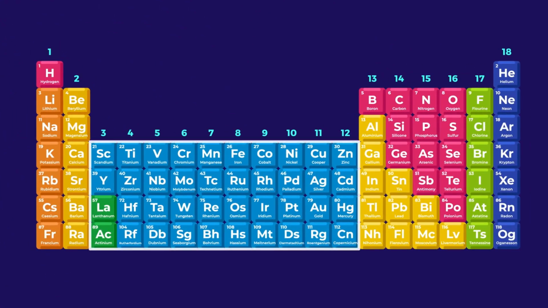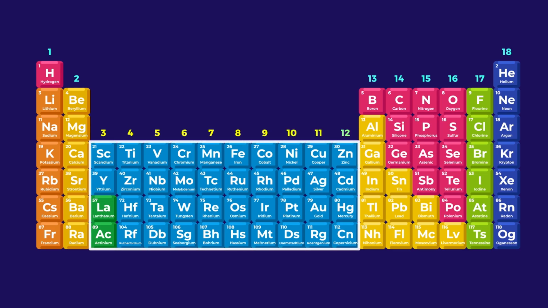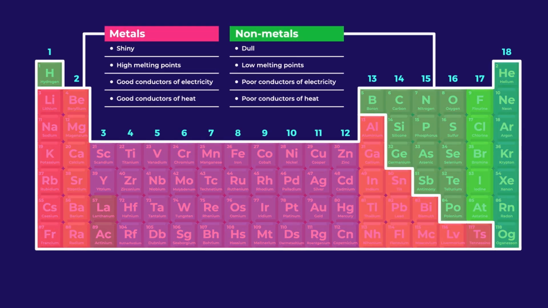Now, let's explore the middle blocks, which are known as the transition metals. The precise boundary between the main groups and transition metals remains a topic of debate, but they generally span from group 3 to group 12. The term transition refers to the transitional nature of properties between typical metals and nonmetals.